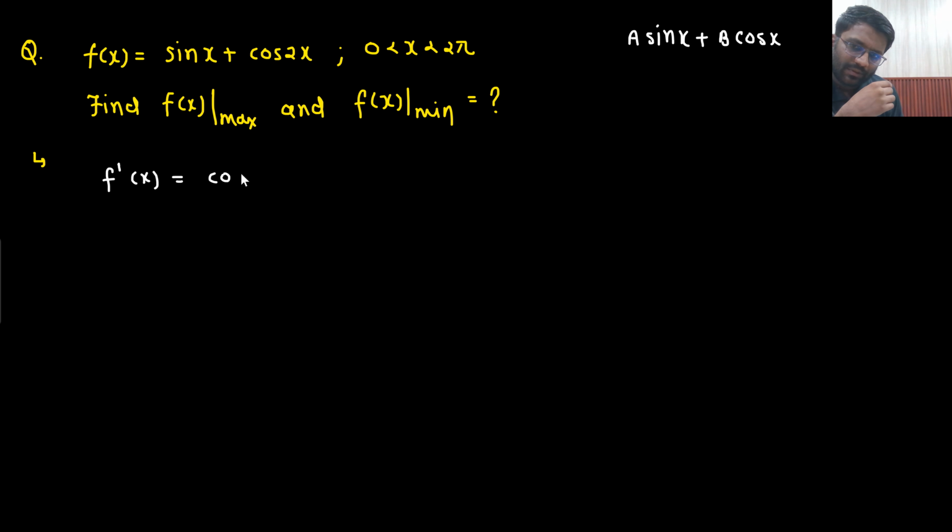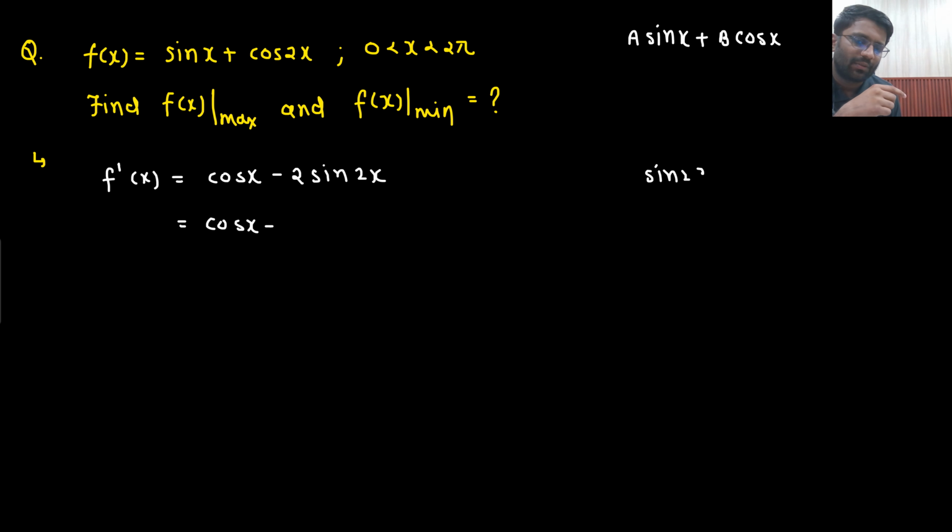Sin x will become cos x. Cos 2x will have the differentiation of minus sin 2x, and 2x will have the differentiation of 2, right? Now we can write it as cos x, and this we can write as 2 sin x cos x, because what is sin 2 theta?